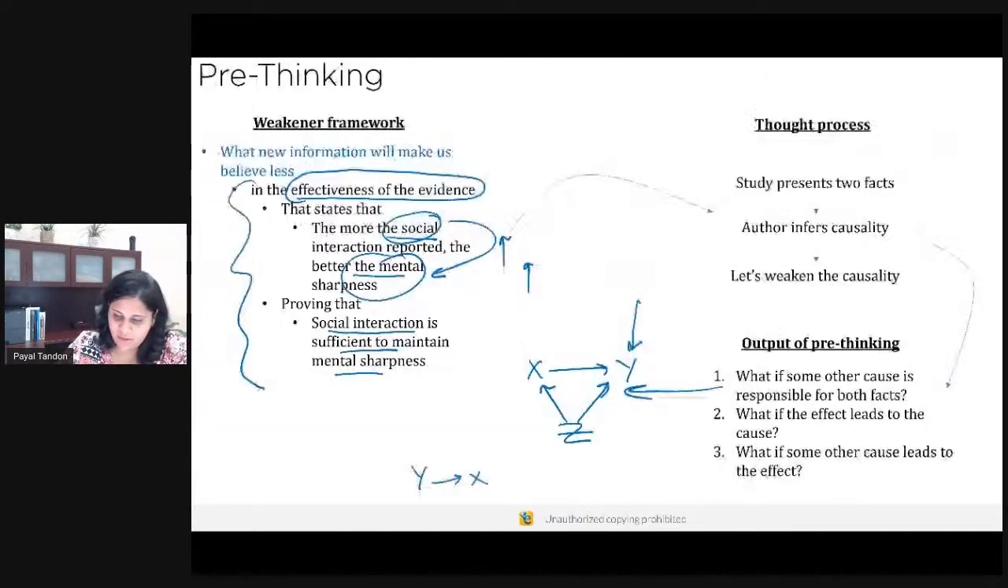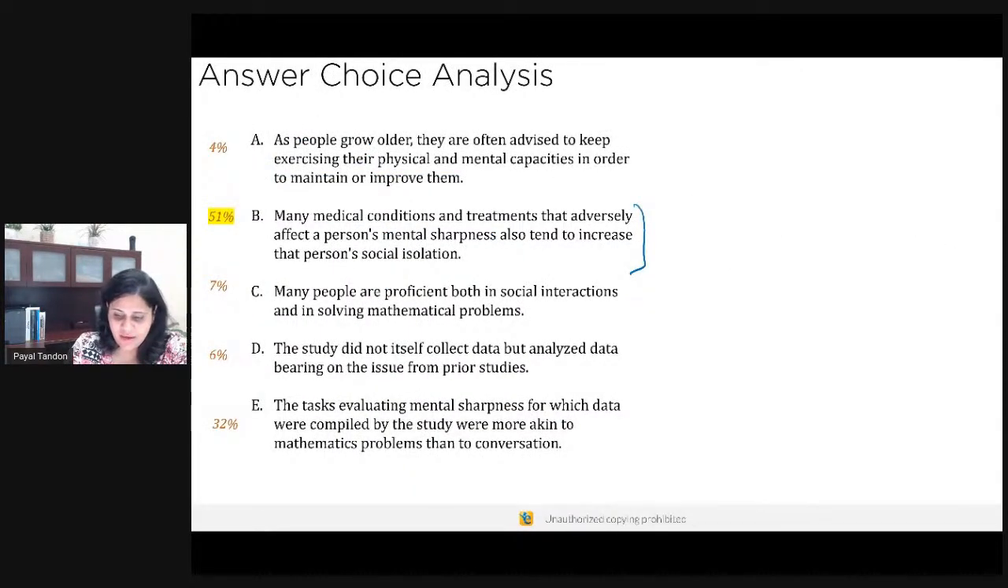Let's go back to our pre-thinking here. What if some other cause is responsible for both the facts? What if the effect leads to the cause? Absolutely, Ganesh, this is capturing point number 1 over here. What it's saying is that many medical conditions, some Z that affects mental sharpness, that leads to Y, also lead to X. Z leads to Y, also leads to X. That's what it's doing. So it's presenting some other cause which is responsible for both X and Y.